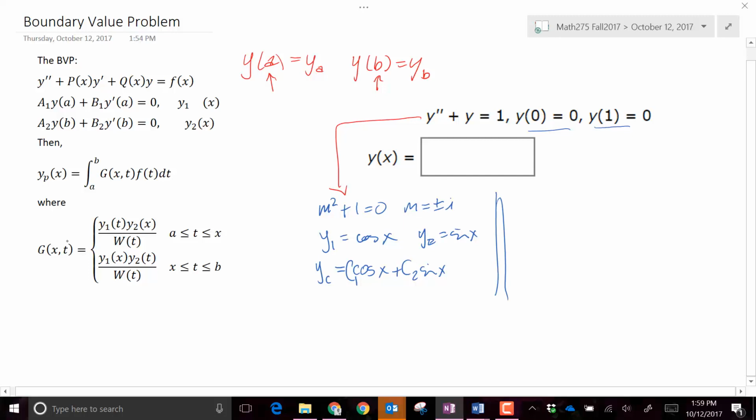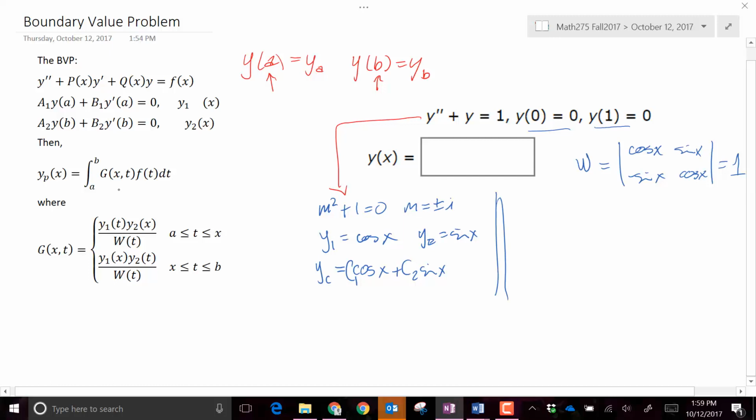So using Green's theorem, we find the Wronskian like we did before. The Wronskian is going to be the cosine and sine. I don't know if you guys have seen this already. It's going to be cosine squared plus sine squared, which is going to be 1. So that makes a nice Wronskian.